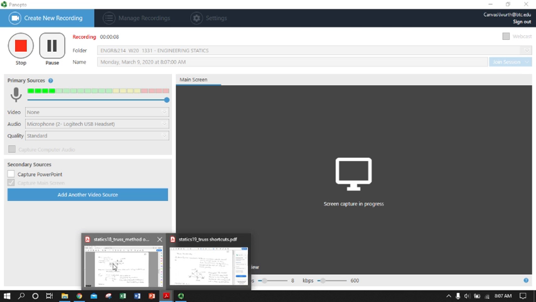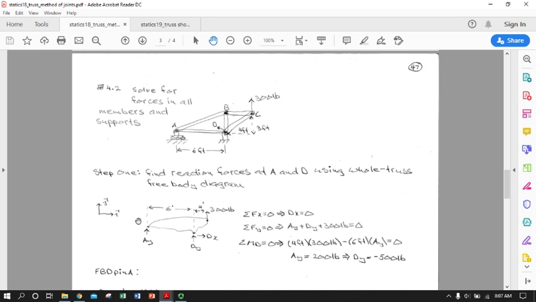We are back to method of joints. Again, this is ENGR 214 ampersand, Bellingham Technical College, winter 2020. And this is our second example of the method of joints for truss analysis.